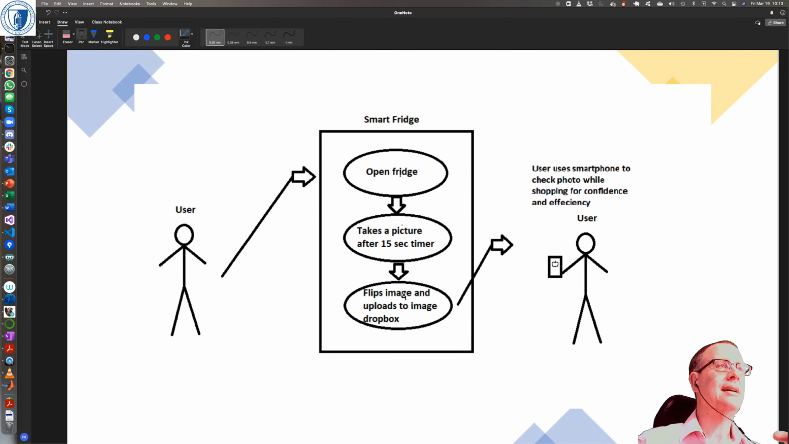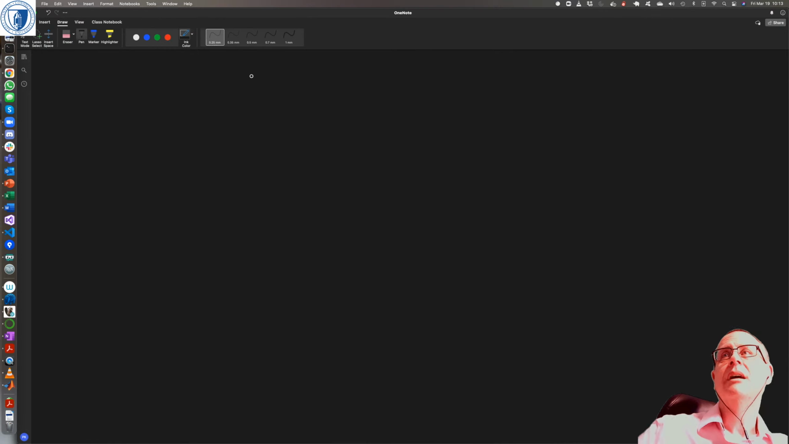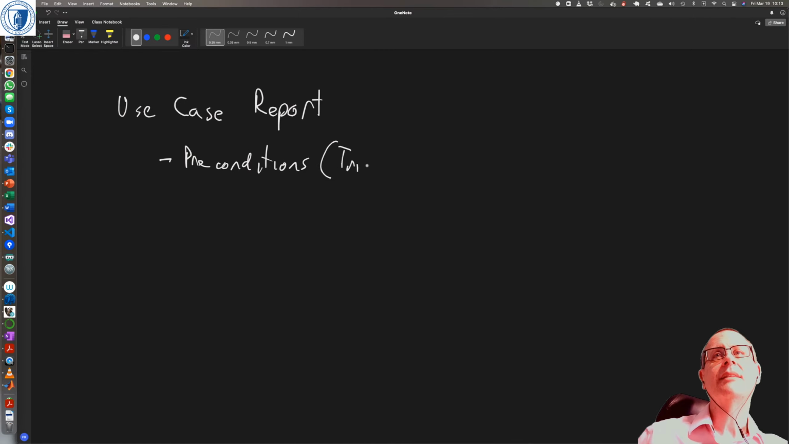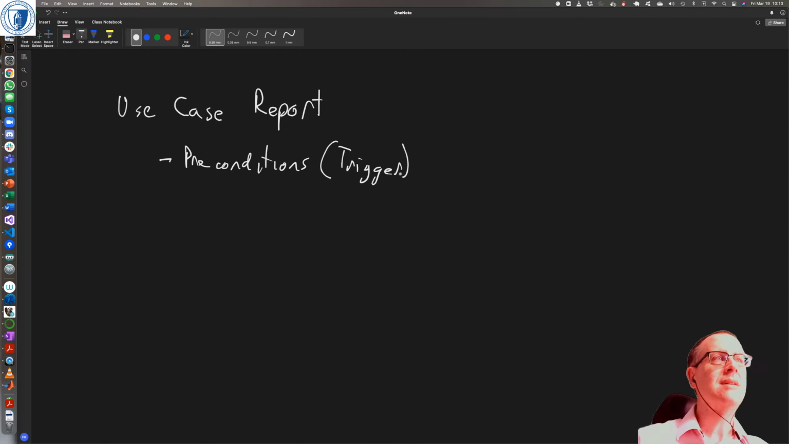For every ellipse in the use case diagram, there is a use case report, a written summary of that use case. Let me just make some more room. The main things in a use case report, and it's a written thing, are the preconditions, or sometimes it's called the triggers. That tells you when can or when does this use case happen. Sometimes it never happens, right? So what causes this use case to happen, or what conditions need to be met before this use case happens.